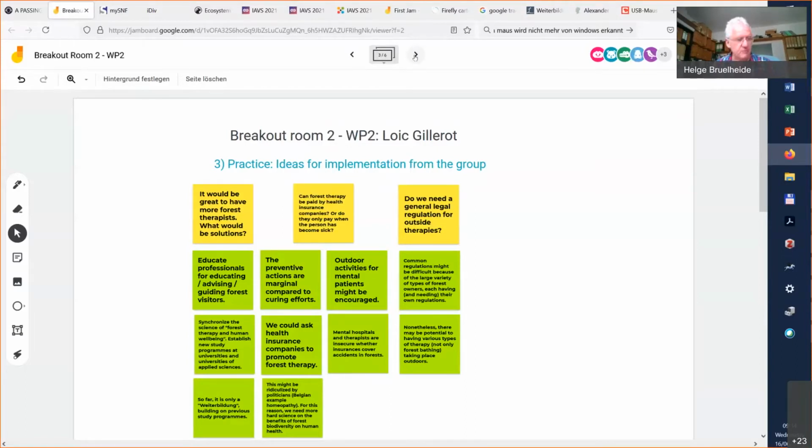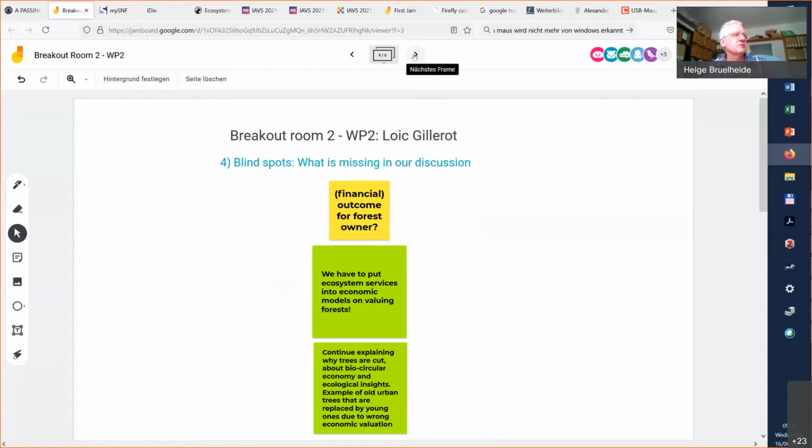Again, then we have legal issues. We could also have put that in the previous slide. So what happens if you go out with a group of people into the forest? Are they insured or not? And again, there's a lot of idiosyncrasy in there that might have been solved. But this was just a side discussion. And our final slide is the blind spots, what is missing.